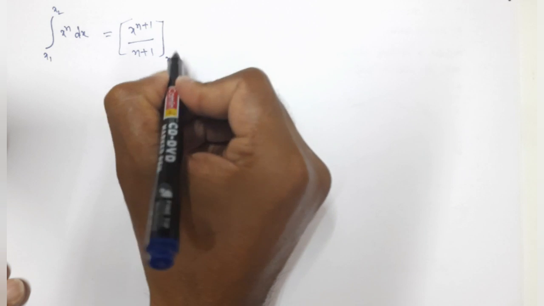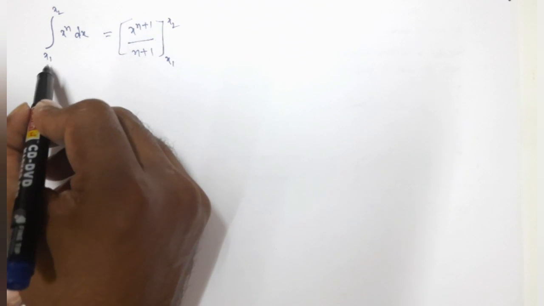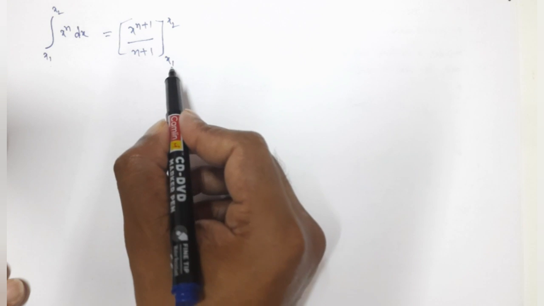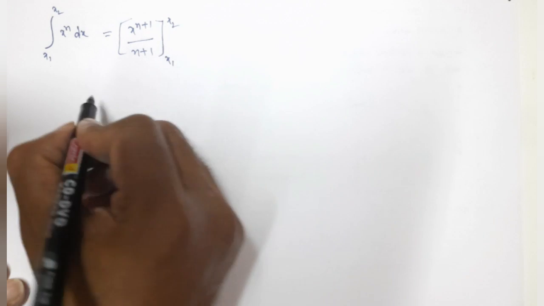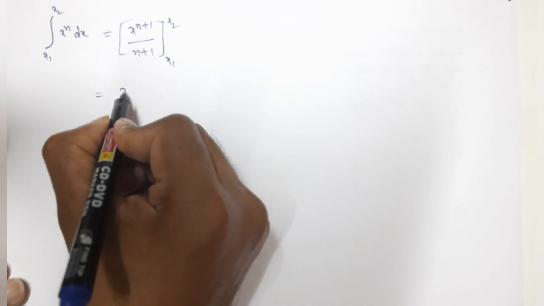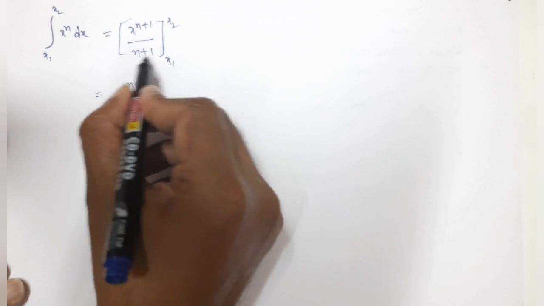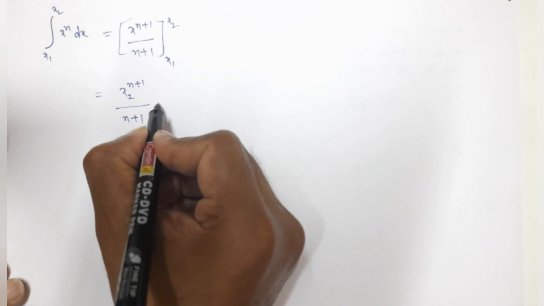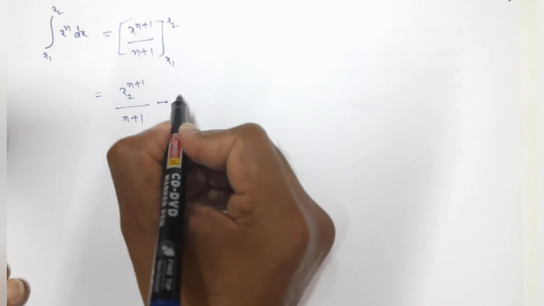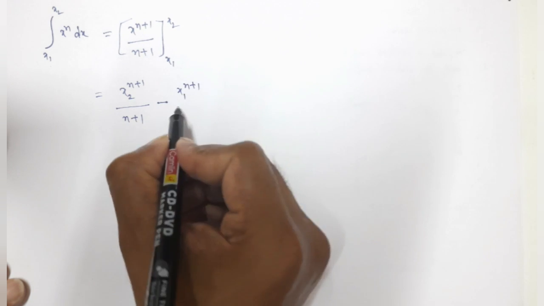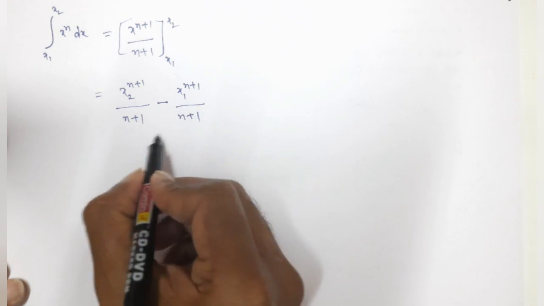Here x1, here x2. x1 is called the lower limit, x2 is called the upper limit. Now we substitute the upper limit first, then the lower limit. So this is equal to x2 to the power of n plus 1 by n plus 1, n plus 1 is a constant, we keep it as it is, minus, then substitute the lower limit, x1 power n plus 1 by n plus 1. It is like this.